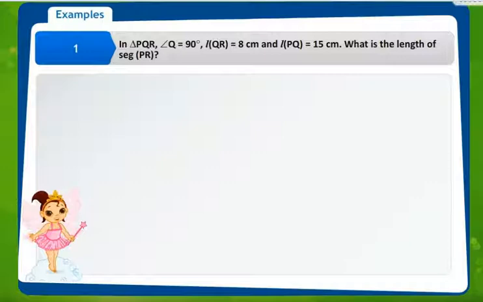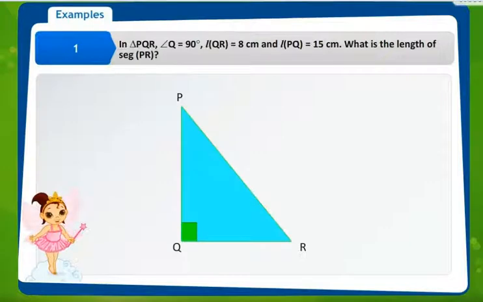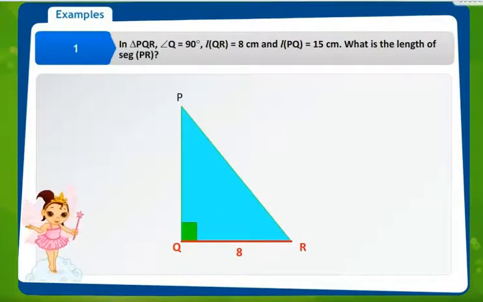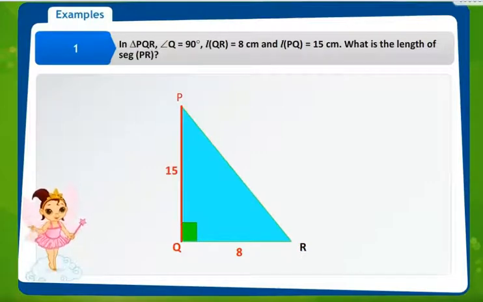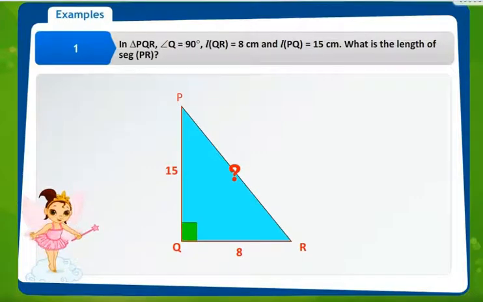Now what we are going to do is we are going to apply the Pythagoras theorem to the sums. Now you can see in triangle PQR, angle Q is 90, length of QR is 8 and length of PQ is 15. What is the length of segment PR? Now PR is the side opposite to angle Q, so PR is the hypotenuse. PQ is 15, QR is 8, we have to find PR.